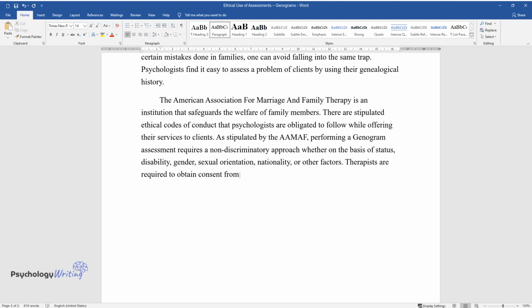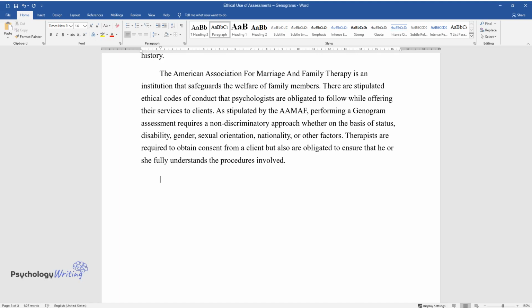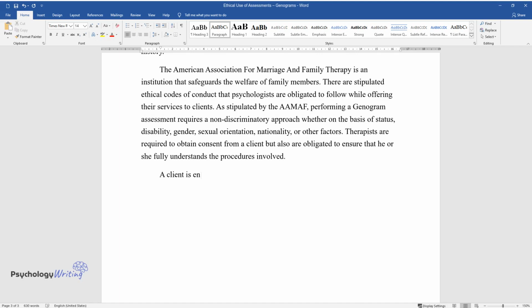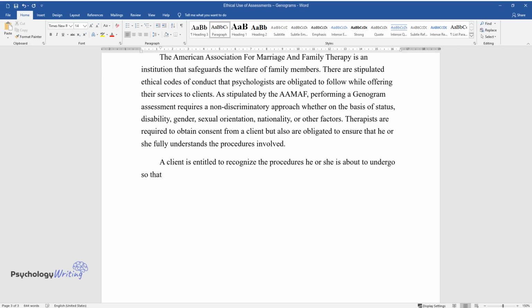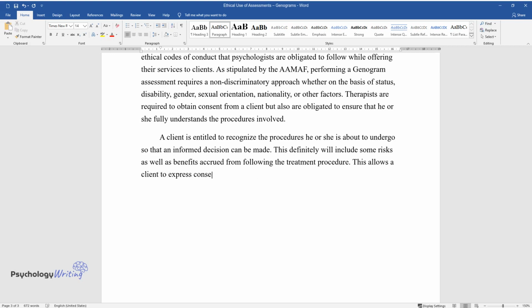Therapists are required to obtain consent from a client but also are obligated to ensure that he or she fully understands the procedures involved. A client is entitled to recognize the procedures he or she is about to undergo so that an informed decision can be made. This definitely will include some risks as well as benefits accrued from following the treatment procedure. This allows a client to express consent freely and without external influence.